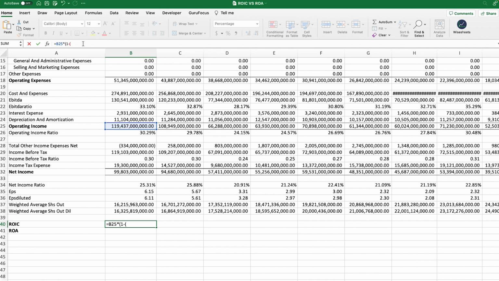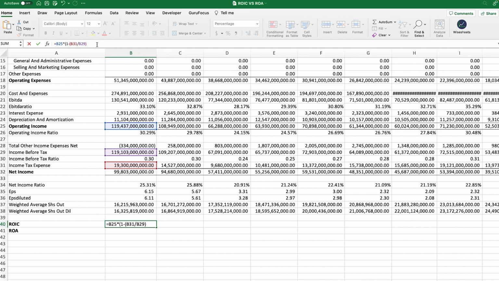Now, how do you calculate the tax rate? Well, this is very simple. The way that you do it is that you take the income tax expense and divide it by the income before tax, which you can see right here. This is going to tell us roughly what percent this company, in this case Apple, is getting taxed.